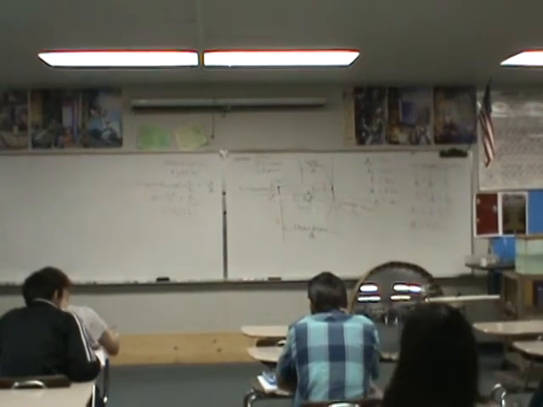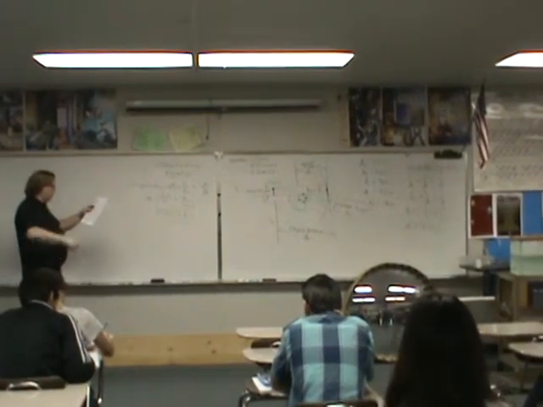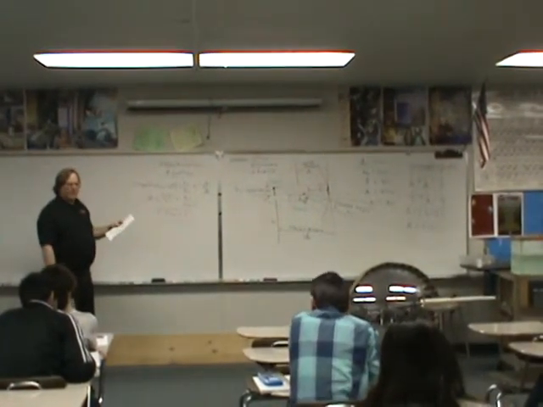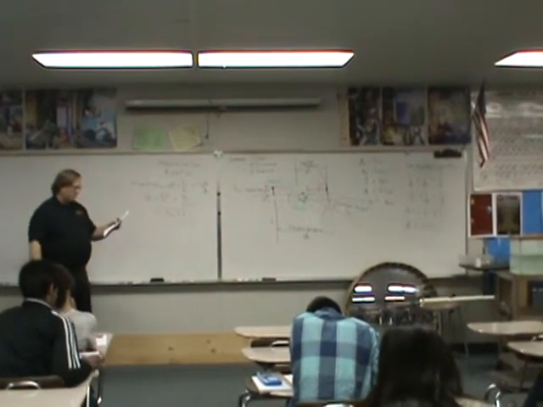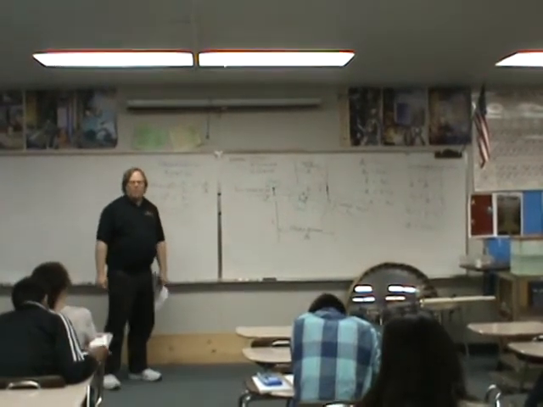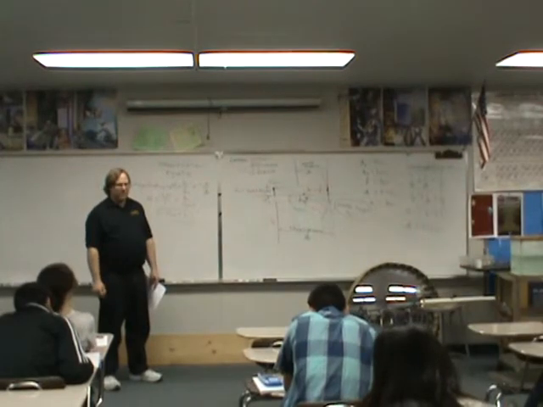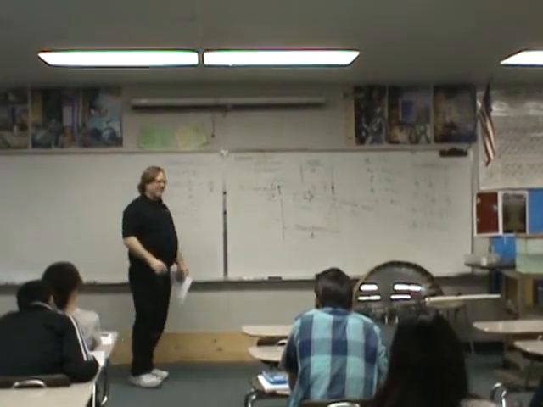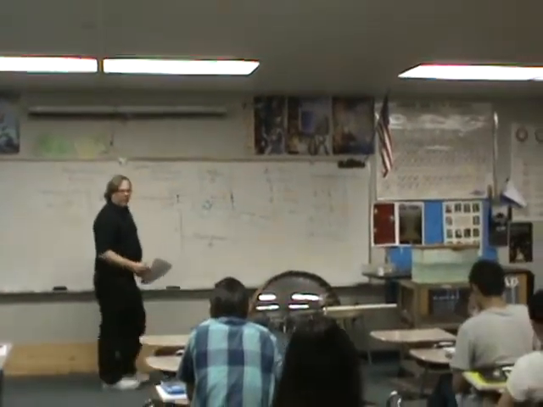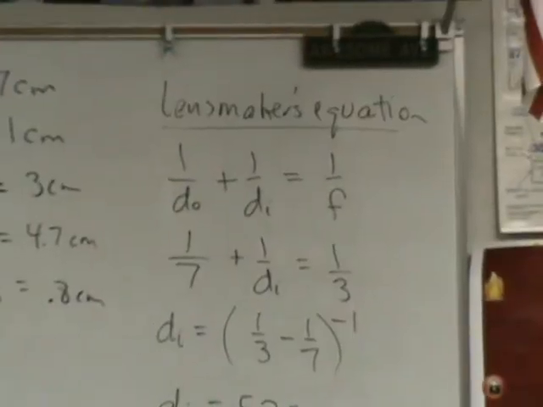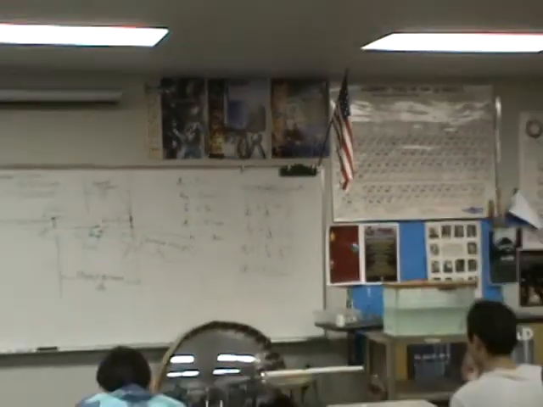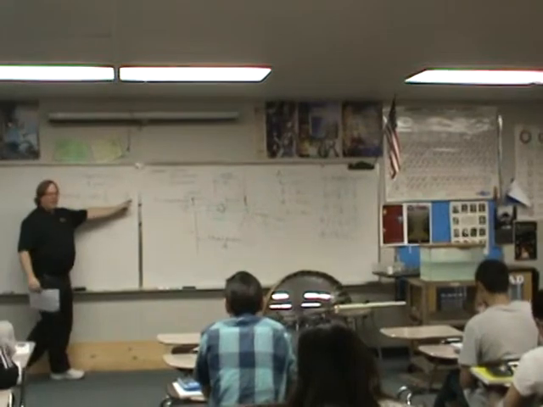Okay. Number 7. The ratio of the image height to the object height is called the magnification. Good, magnification, please write that in. Number 8, the lens maker's equation is, someone tell me, what's the lens maker's equation? 1 over d sub O plus 1 over d sub I equals 1 over f. Yeah, there it is. Please write that in. And then the magnification equation is what? M equals h sub I over h sub O. Yeah, please write that in.